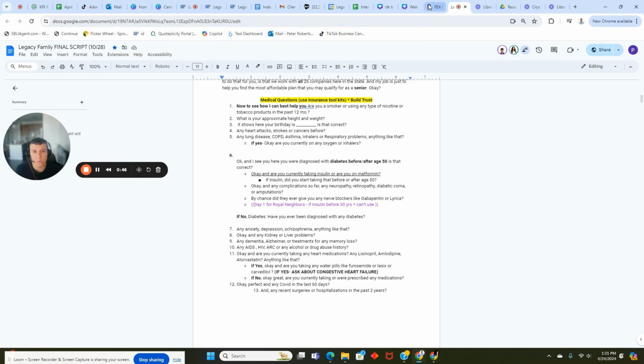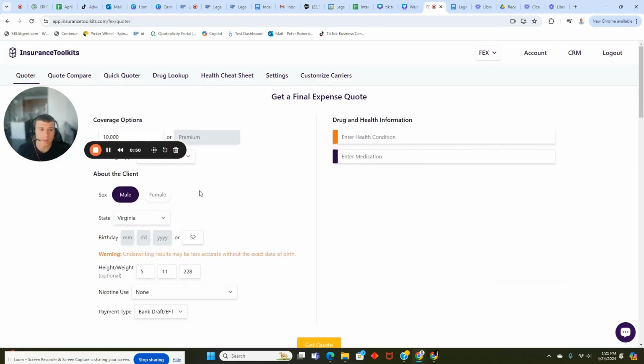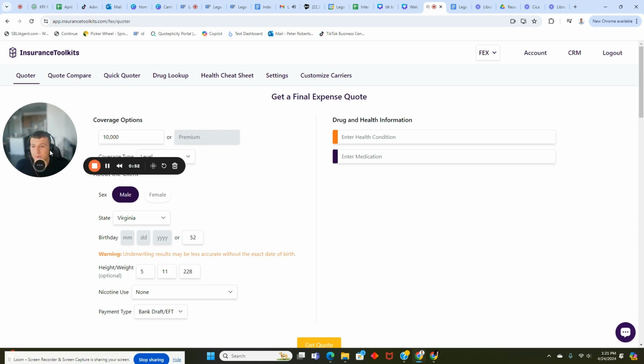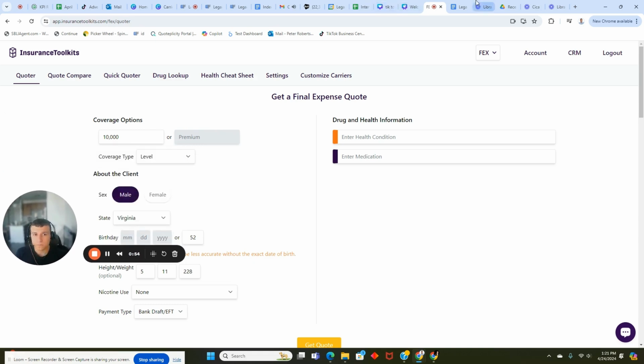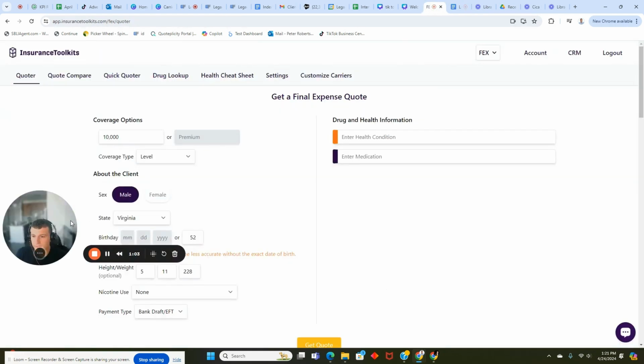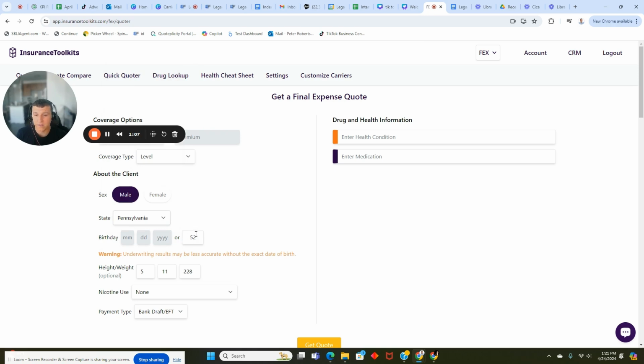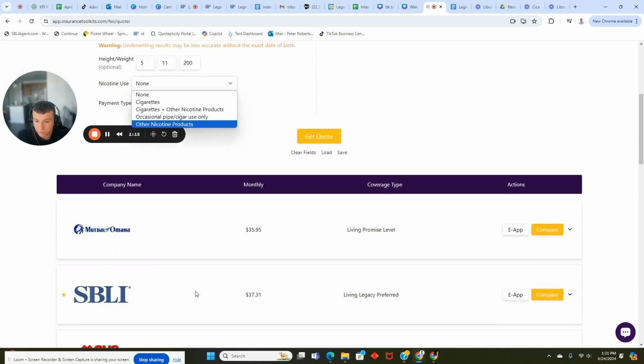Again, as you are going through your medical questions, you want to make sure that you have a separate window up or a separate computer and you're entering the information that you get. So when you ask the medical questions like, are you a smoker or have you used any type of nicotine products in the last 12 months? What's your height and weight? And they tell you that, you want to put that in there. You're going to put male, you're going to put the state that they're in. Let's say they're in Pennsylvania, they're 55, and they told you their height was 5'11", 200 pounds, and that they currently do not smoke, then you're going to answer it.